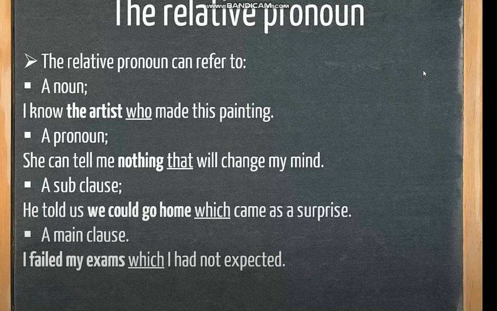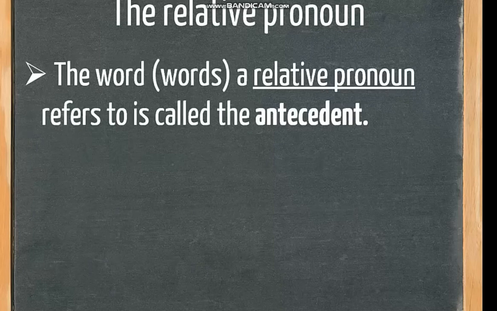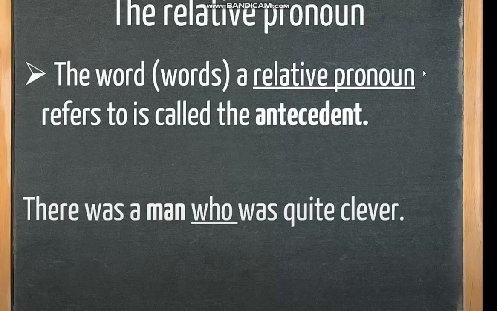Remember, a subclause is a clause that cannot stand on its own. The word or words a relative pronoun refers to is called the antecedent. Yes, the word or words a relative pronoun refers to is known as the antecedent. Okay, so whatever the relative pronoun is referring to is known as the antecedent. There was a man who was quite clever. For example, there was a man who was quite clever. The man here is the antecedent.